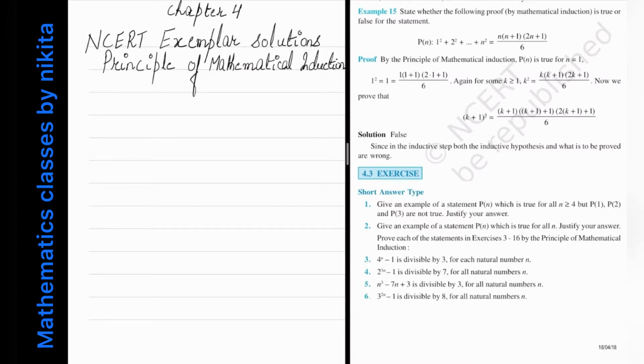Now I think you all must have done till now what is principle of mathematical induction, and I'm just telling you in brief what it is. Basically it is a technique to prove those statements that involve a natural number. That means those statements which you have to prove that they are true for all n belonging to set of natural numbers. We cannot prove for each n because the set of natural numbers is infinite. So what we do is we apply this technique.